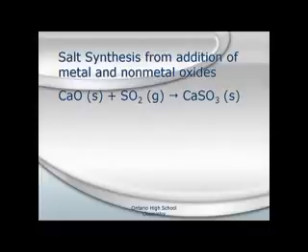We want to look at now the synthesis of a salt, and again, a salt being a combination of a metal cation and a nonmetal anion, polyatomic anion in some cases. And so here we have the salt synthesis from the addition of metal and nonmetal oxides together. The example we have here is calcium oxide, which is our metal oxide, being added to sulfur dioxide, which is a nonmetal oxide, and it results in the formation of calcium sulfite. And calcium sulfite would be in the classification of a salt.